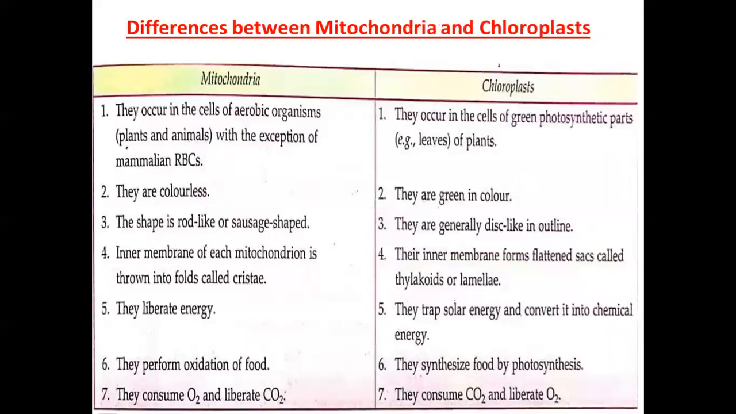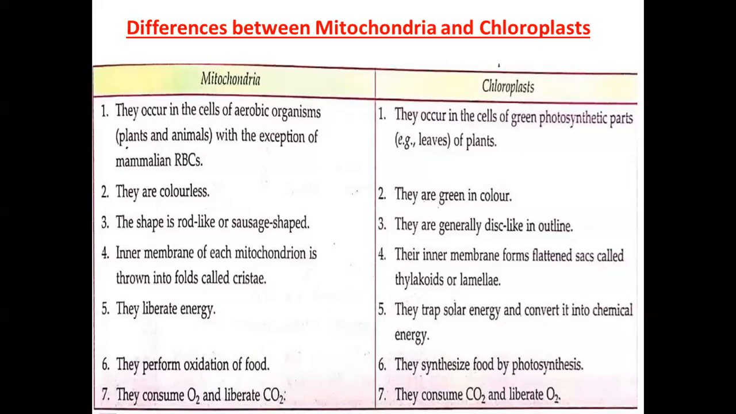Next is the difference between mitochondria and chloroplast, because both have genetic material. So let's see. Mitochondria occur in the cells of aerobic organisms, plants and animals, with the exception of mammalian RBCs. Chloroplasts occur in the cells of green photosynthetic parts, for example leaves of plants. Mitochondria are colorless. Chloroplasts are green in color. Mitochondria are rod-like or sausage shaped, whereas chloroplasts are generally disc-like in outline.